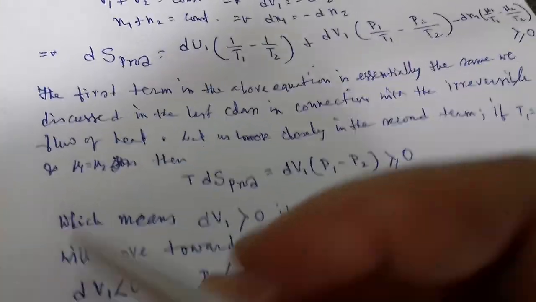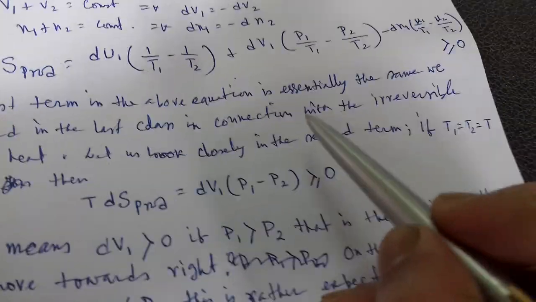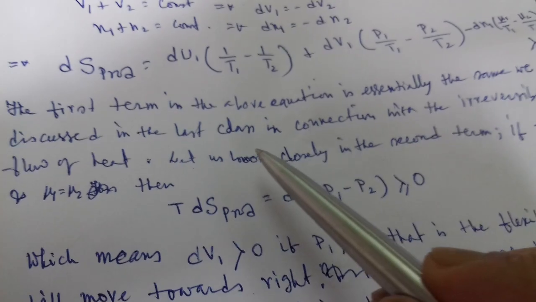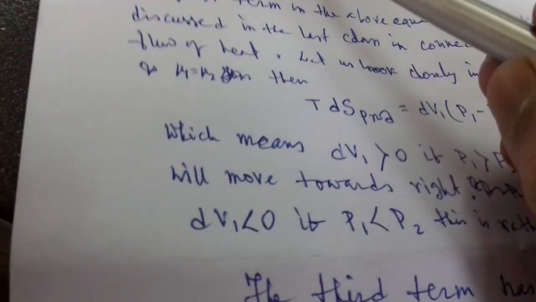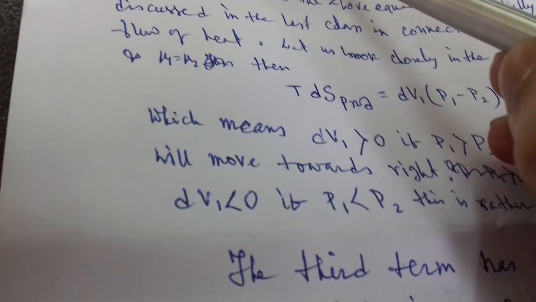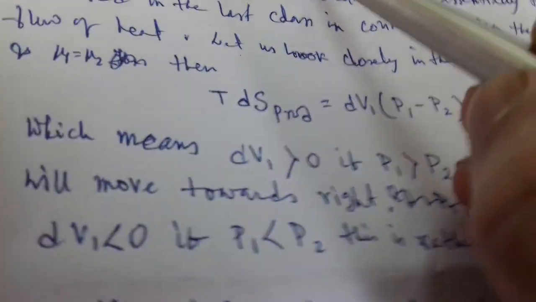So the first term in the above equation is exactly the same as we discussed in the last class in connection with the irreversible flow of heat. If you recall, this first term is nothing but that. We know that this part will contribute due to the exchange of heat energy between two components. So we are not going to discuss it further here.